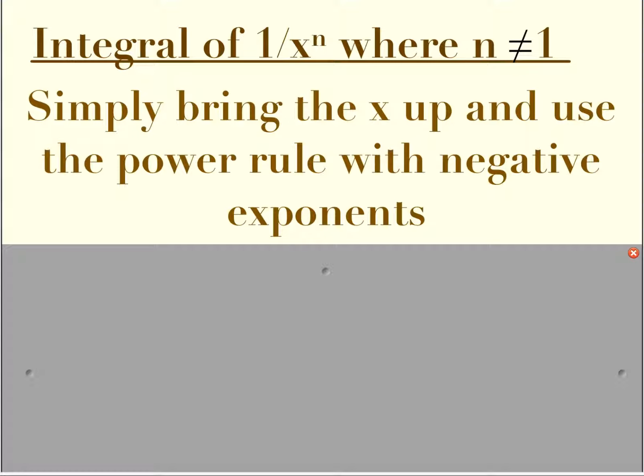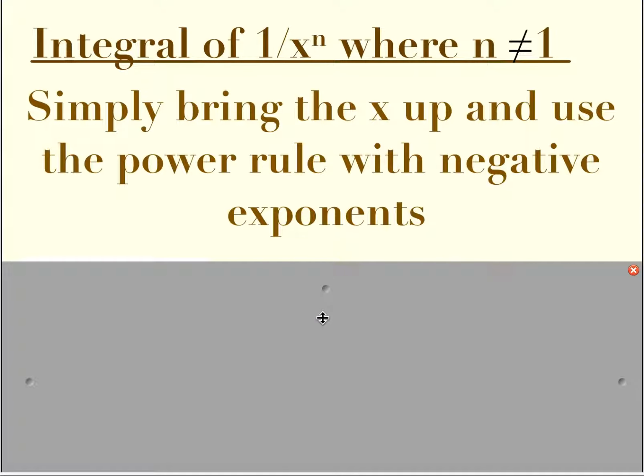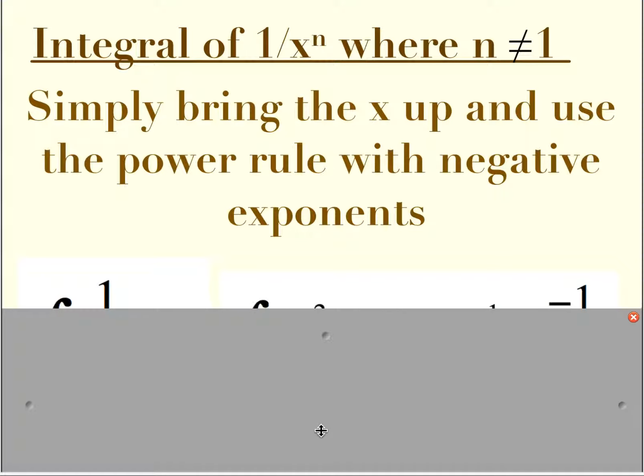And then the last one I have is when you do have an integral of 1 over x to the n, where n doesn't equal 1. So if this had been 1 over x squared, 1 over x cubed, with that one, you can bring the bottom up to the top with negative exponents and then just use the power rule backwards. It just doesn't work with 1 because you make it x to the negative 1 and its previous power would be 0. So that's the only one it doesn't work for. But all the other ones, you can just bring them to the top and use power rule.